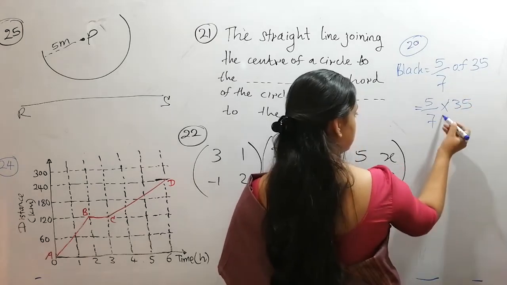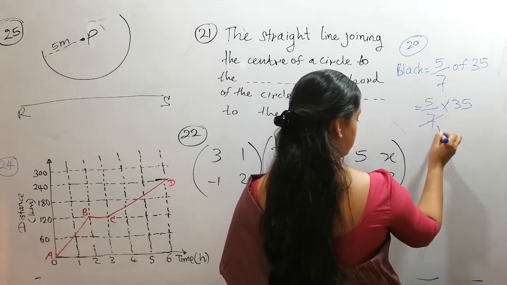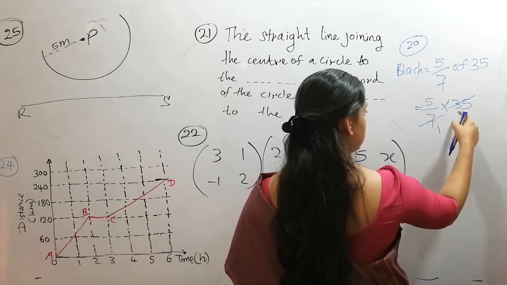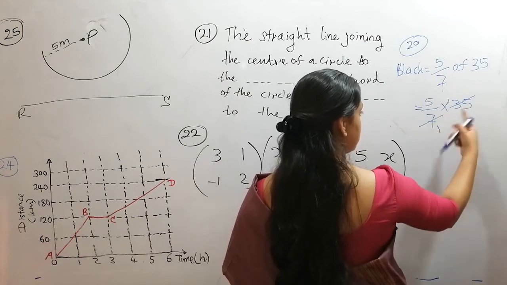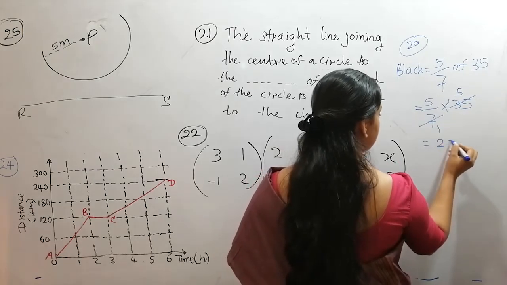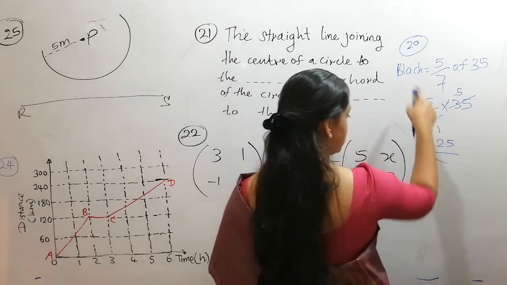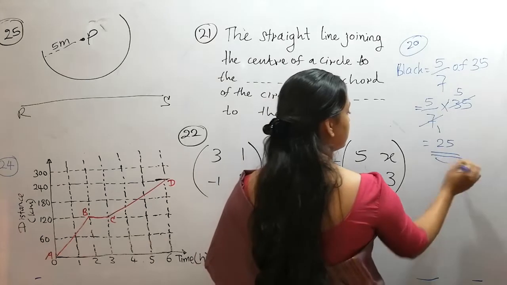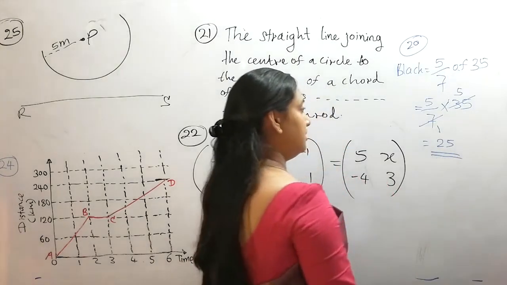Then 7 divided by 7 is 1. 35 divided by 7 is 5. Then 5 into 5 is 25. Then the number of black marbles is 25.